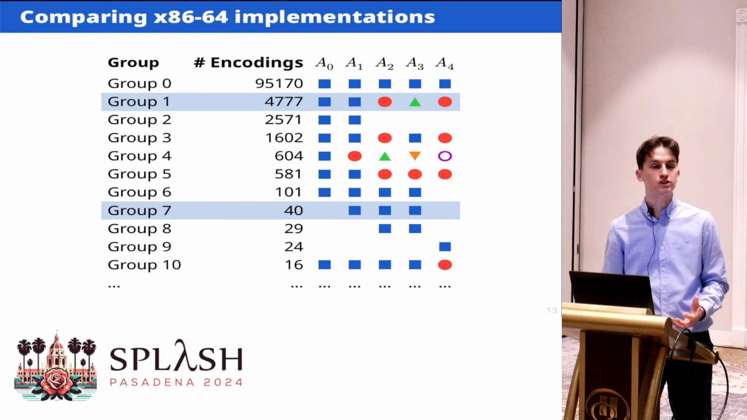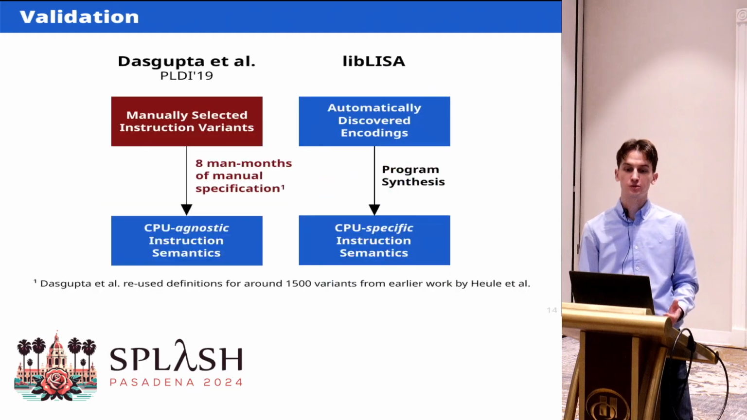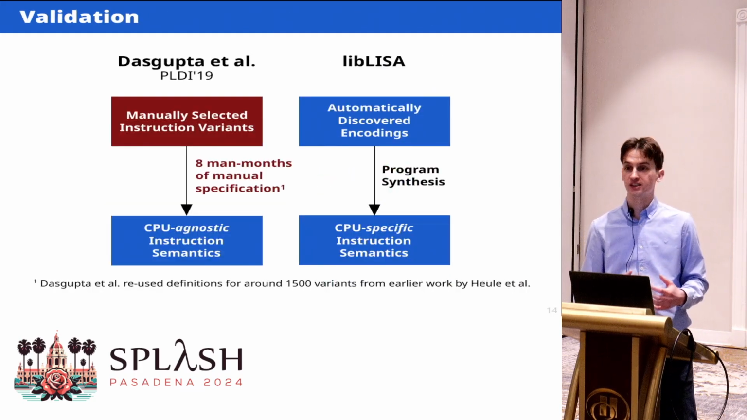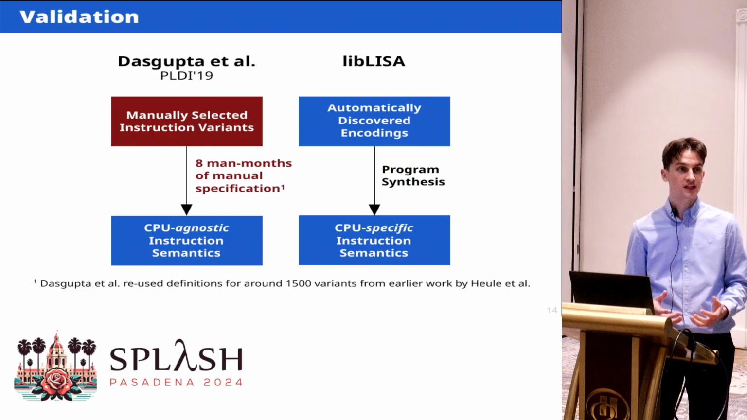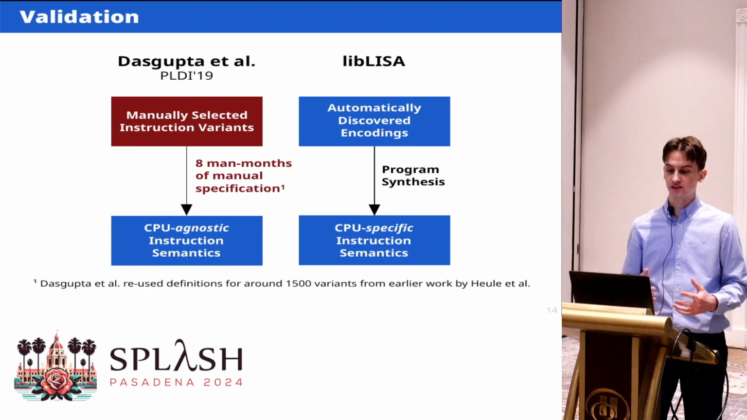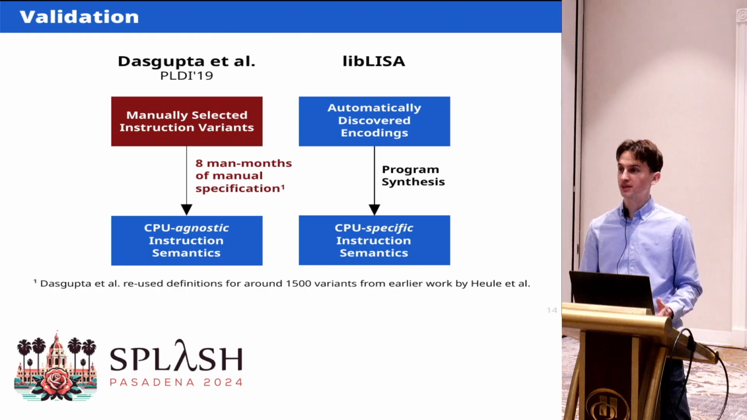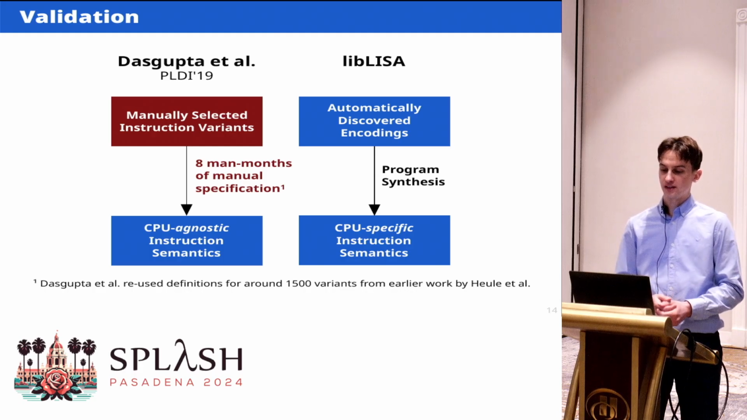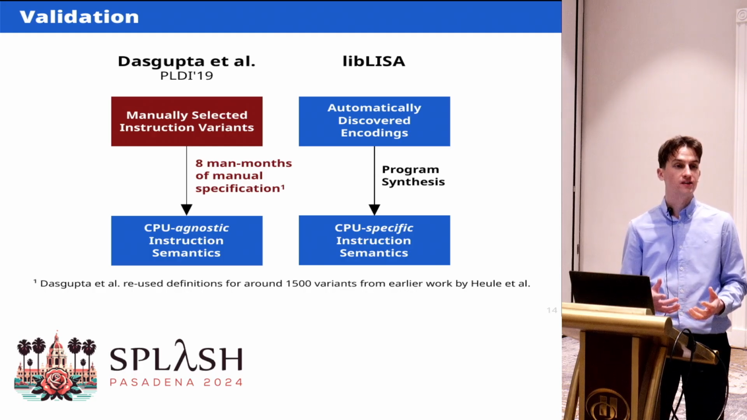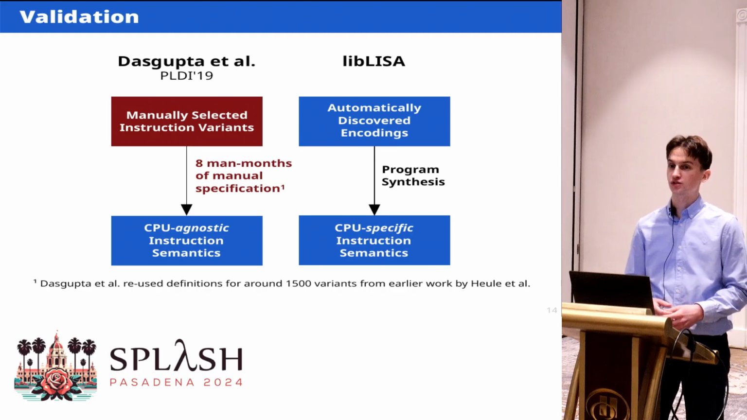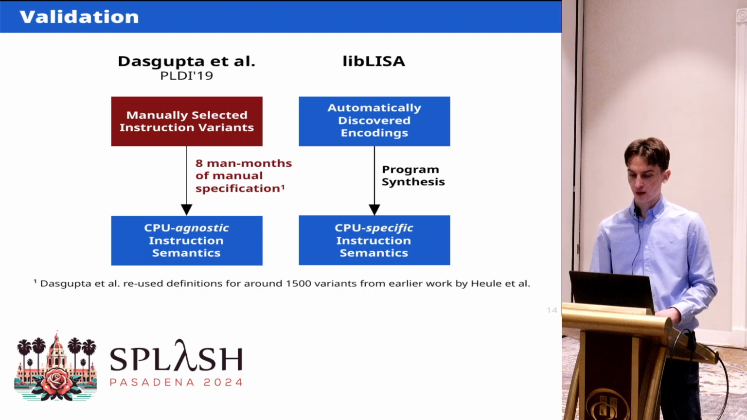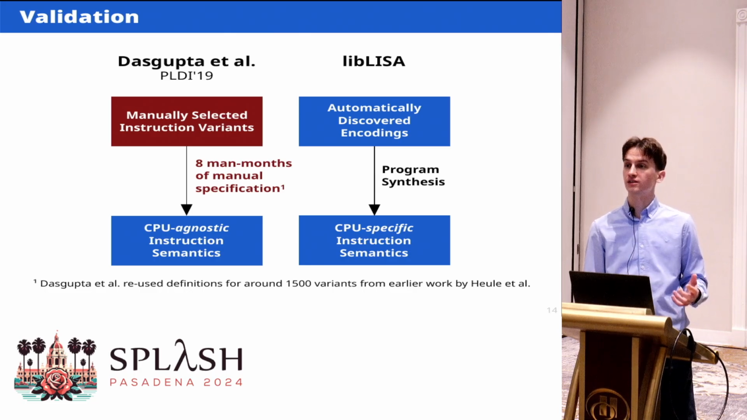Now we have a lot of semantics, and we might also want to make sure that they are actually correct. To do that, we picked the formal semantics by Dasgupta et al., who manually implemented most of the instruction set reference manual, most of these 5,000 pages of PDF, in a model. We are going to compare their semantics against our semantics to see if there are any differences. And when we do that, we did find some differences.